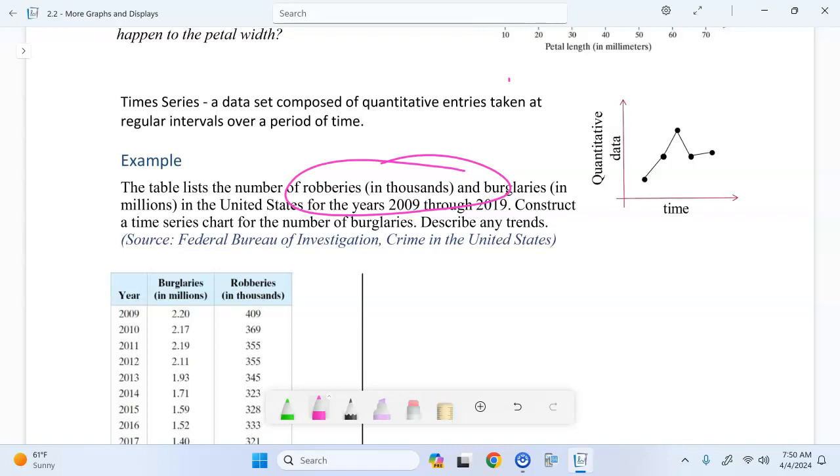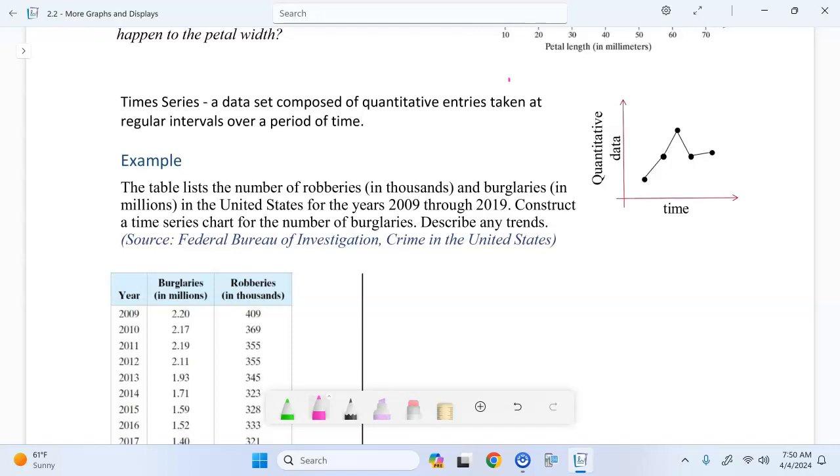Very, very common time series data is like temperature readings. When you look at daily average high temperatures, okay, that's something that's tracked every day, and so you can see how temperatures change over time.